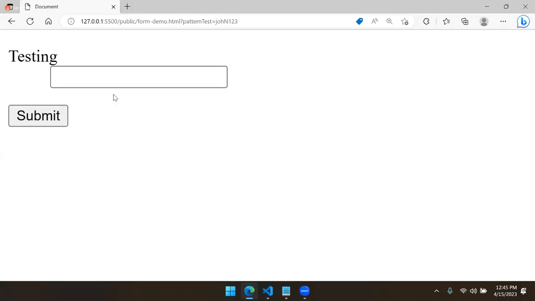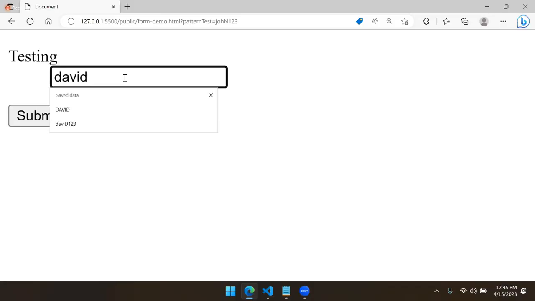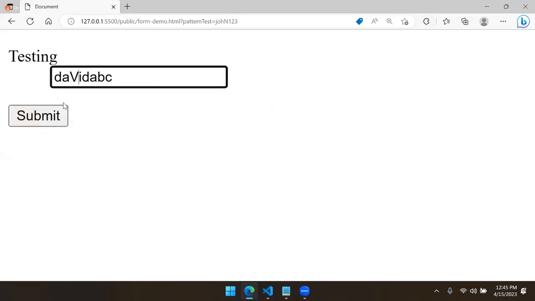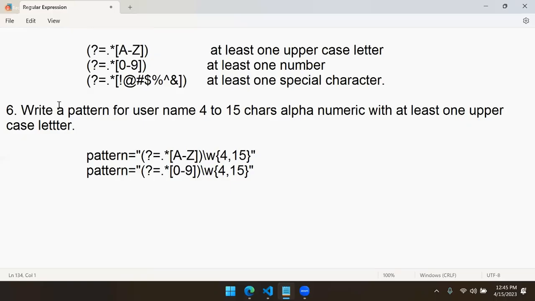If there is no capital letter, it will not allow. So that means I entered some David, A, B, C something. It's not allowed. Why? Because anywhere one uppercase must be there. Now it is allowed. So if number is compulsory, then you use the second one. If you want number and uppercase both compulsory, combine both: this pattern, after that you write this one, side by side. That indicates one uppercase is compulsory, one number is compulsory.